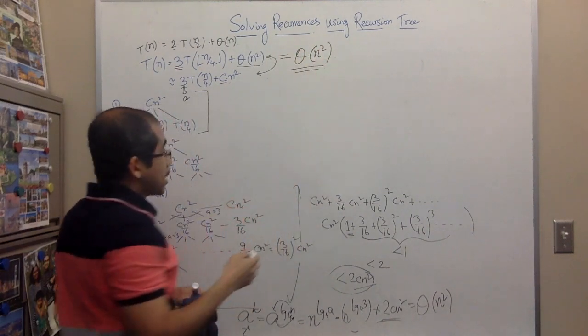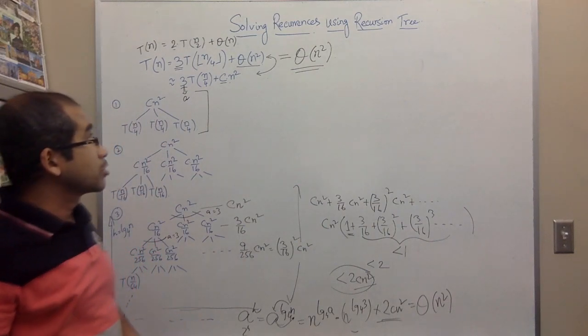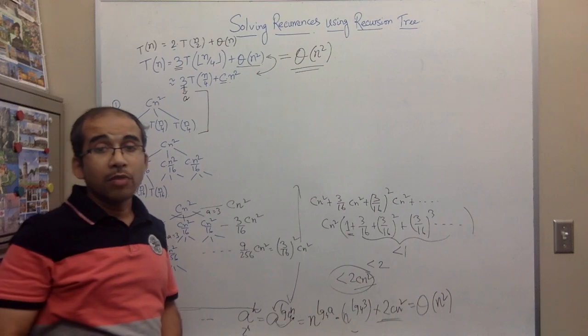So now we have seen another example of solving a recurrence using a recursion tree, after the merge sort one.